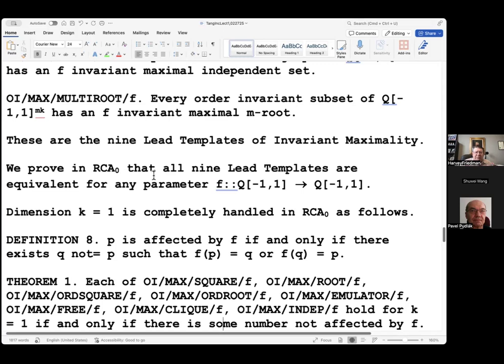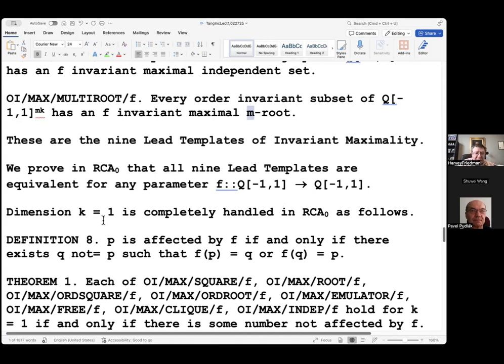Now, to clear the air, I proved that all 9 of these lead templates are equivalent for any parameter F, partial function, Q minus 1, 1, and the Q minus 1. So all of these things are the same. And in fact, the first 8 are very strongly equivalent. Namely, they're equivalent K by K. The equivalences preserve the dimension. The ninth one is not the case. Partly, it's obviously going to be different because there's another variable m in there. But nevertheless, the full statements are all equivalent, including the ninth one.